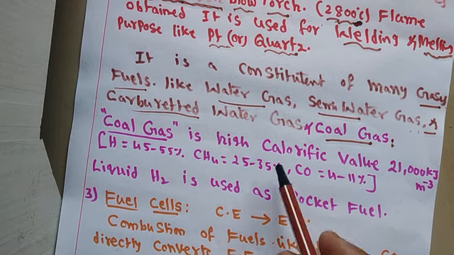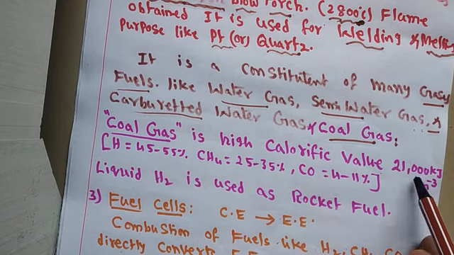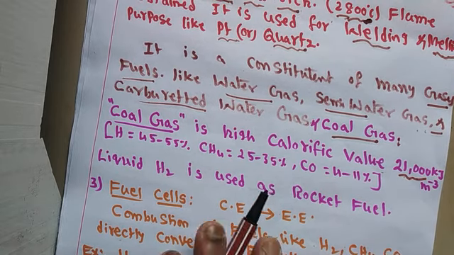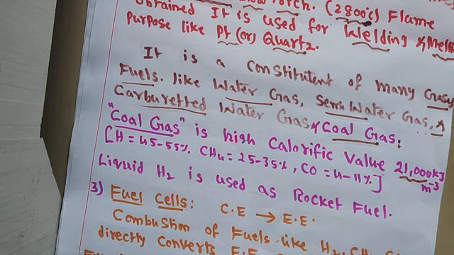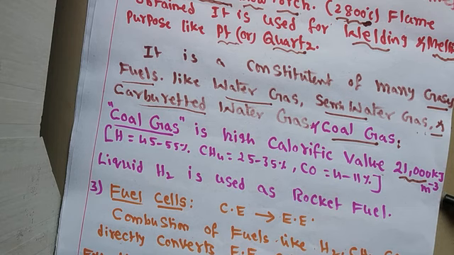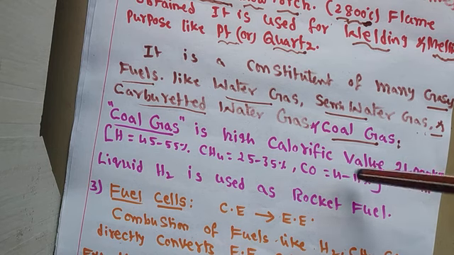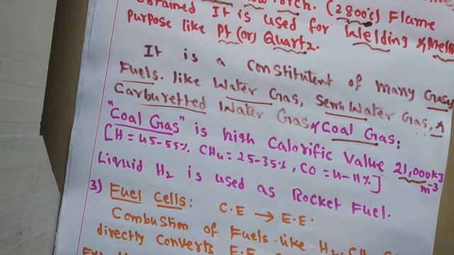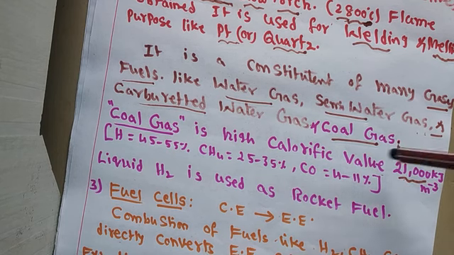In coal gas, the calorific value is very high, around 21,000 kilojoules per meter cube, children. How much? 21,000 kilojoules per meter cube. So one volume of coal gas produces 21,000 kilojoules. The efficiency of fuels is always measured in calorific value. So which is the highest efficiency? Coal gas has the highest efficiency because it is around 21,000 kilojoules per meter cube, children.